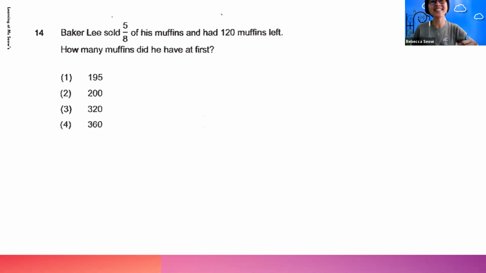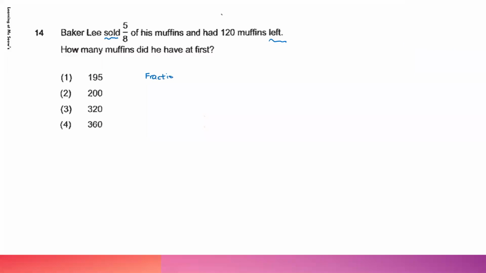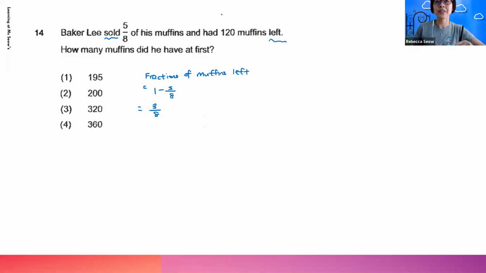Okay, let's take a look at this one. Baker Lee sold 5/8 of his muffins, 120 muffins left. So whatever that is sold is whatever that is not left, right? So what is the fraction of muffins that's left? 3/8. Yes. So it's 3 out of 8, and that's actually 120.